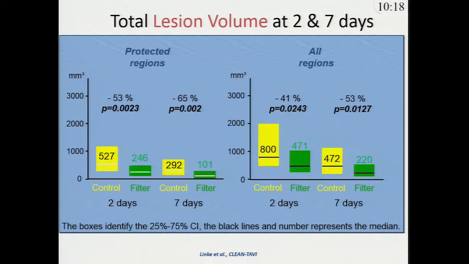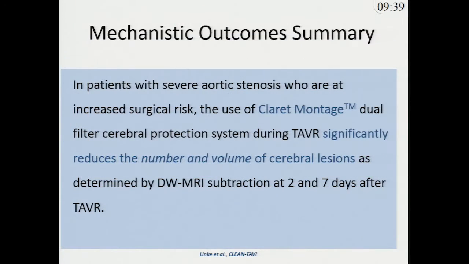Now this is the secondary endpoint where we evaluated the lesion volume at 2 days and 7 days. The graphs are of the same character. The control patients are shown in yellow, and the treated patients are shown in green. And you can see again that there is a significant reduction with respect to the lesion volume in patients having undergone percutaneous TAVR. These are the protected regions, and these are patients where all the regions were evaluated. And in all cases, we can see the reduction in the lesion volume.